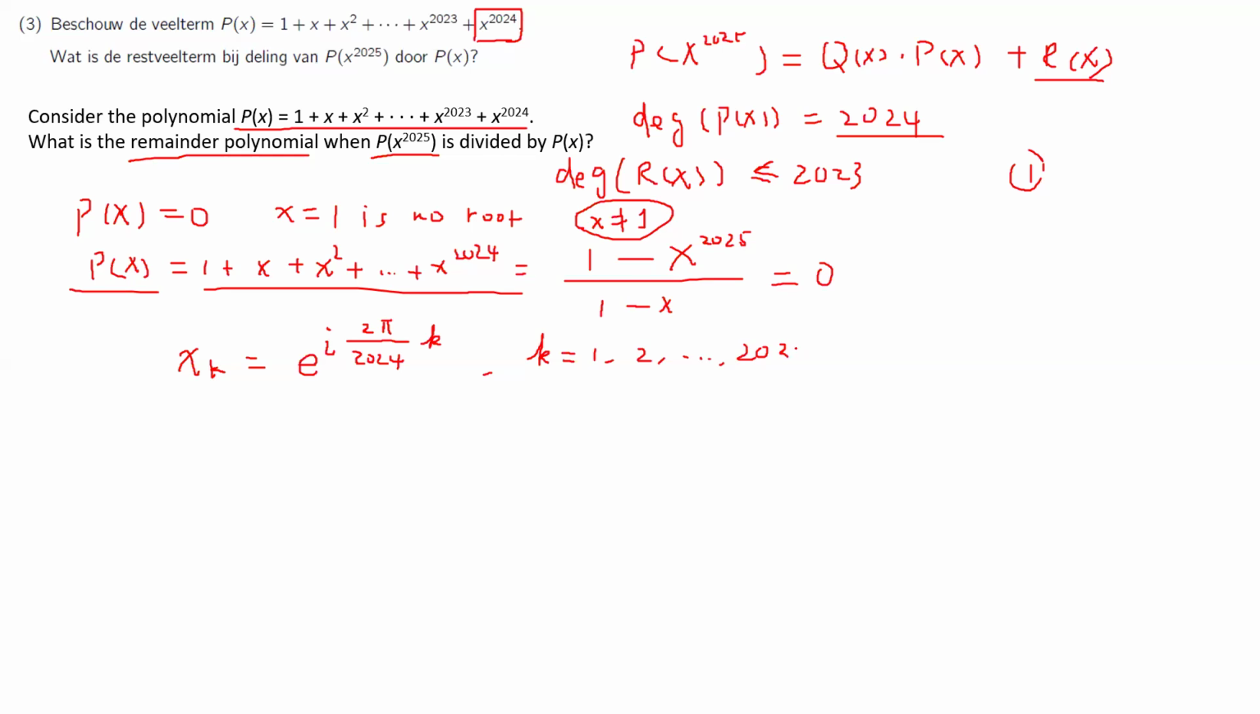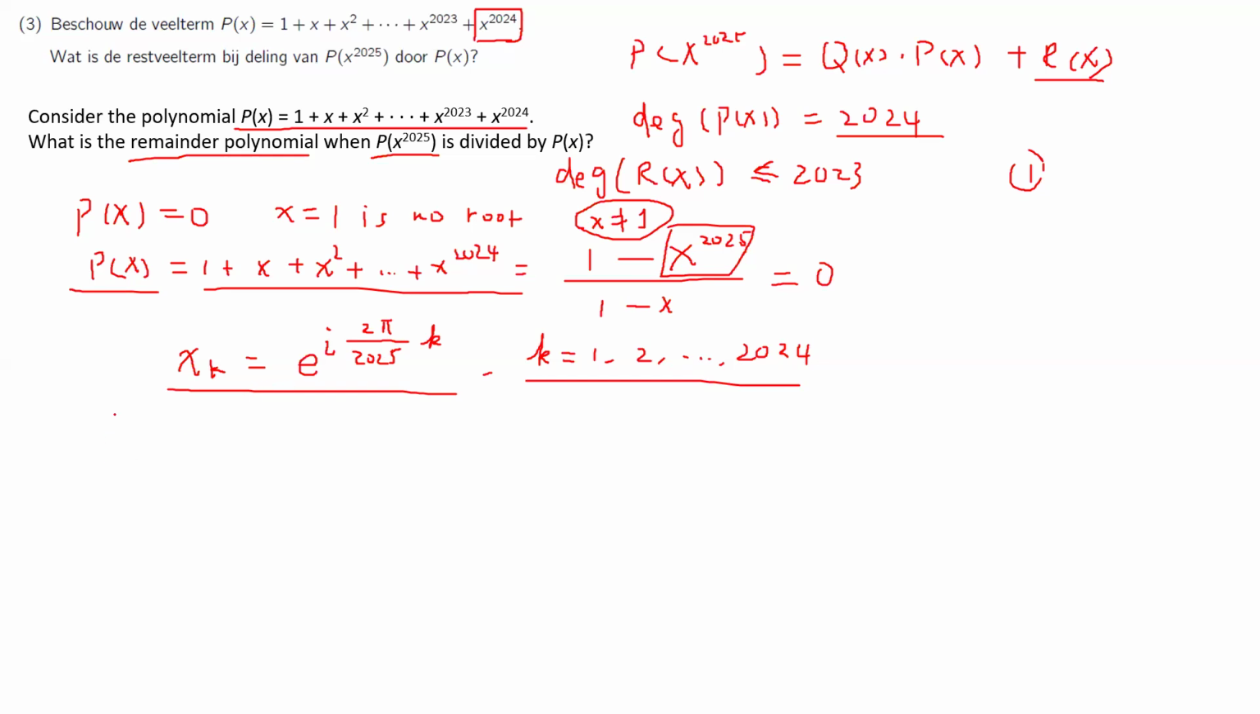2024. Sorry, here we have a mistake made. It's not 2024 because it's 2025. Why? Because here we have x to the power of 2025. So the unit solution in the unit circle is x_k equals e^(i 2 pi divided by 2025 times k), where k equals 1 to 2024. So in total, there are 2024 roots.